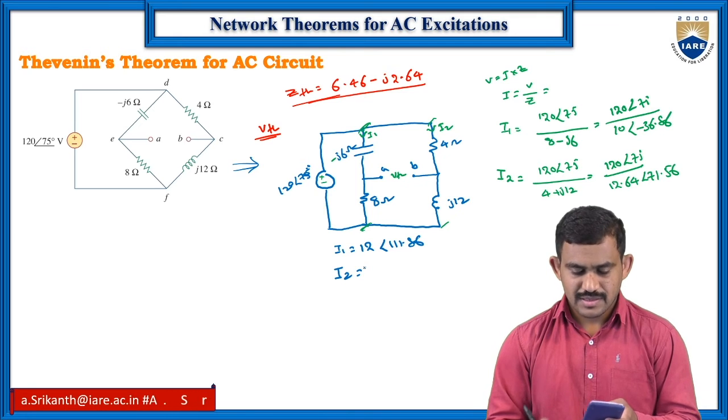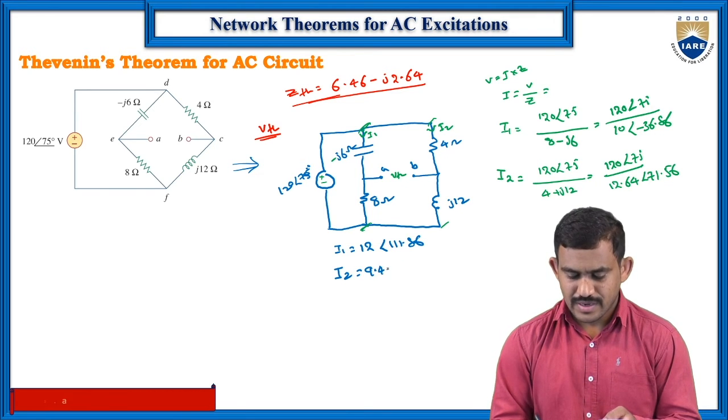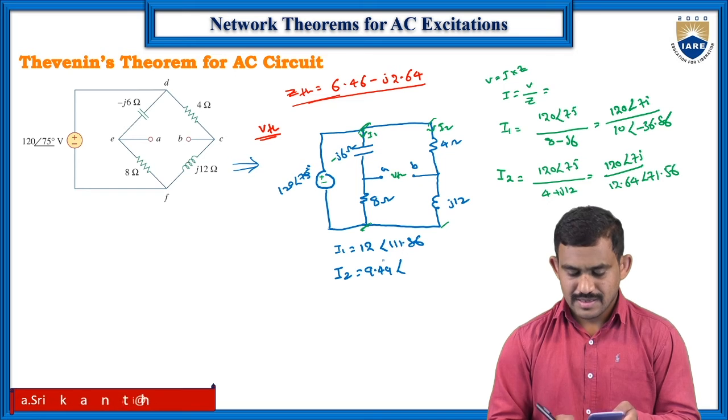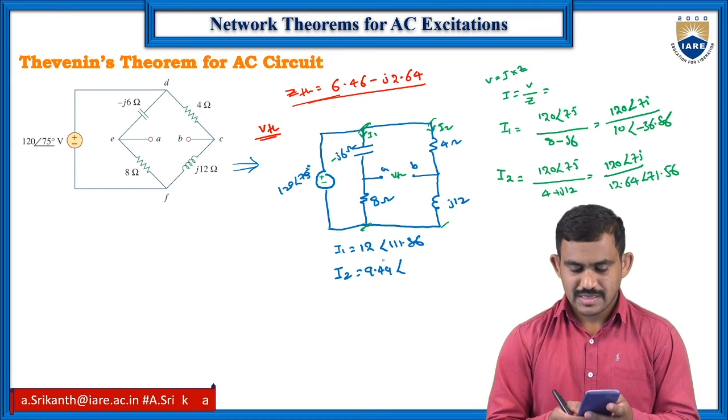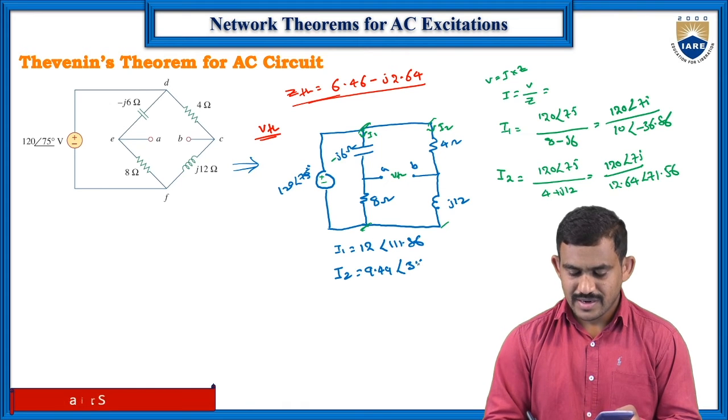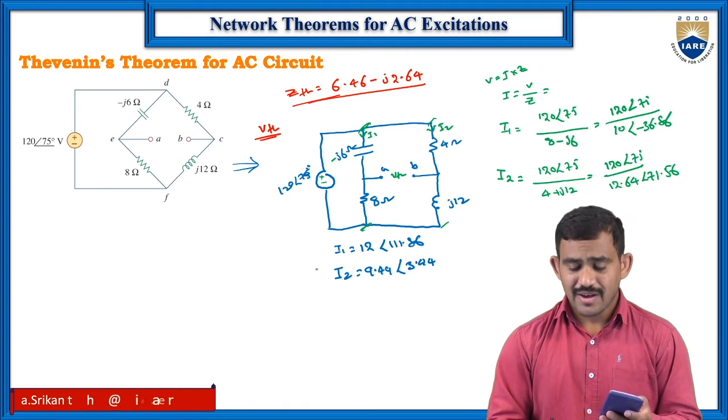The value is 9.49 angle with 75 minus 71.56. The value is 3.44. So I have I1 and I2.